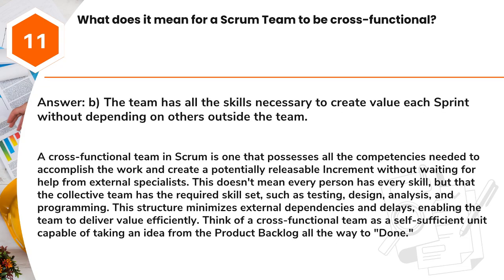Answer: B. The team has all the skills necessary to create value each sprint without depending on others outside the team. A cross-functional team in Scrum is one that possesses all the competencies needed to accomplish the work and create a potentially releasable increment without waiting for help from external specialists. This doesn't mean every person has every skill, but that the collective team has the required skill set, such as testing, design, analysis, and programming. This structure minimizes external dependencies and delays, enabling the team to deliver value efficiently.